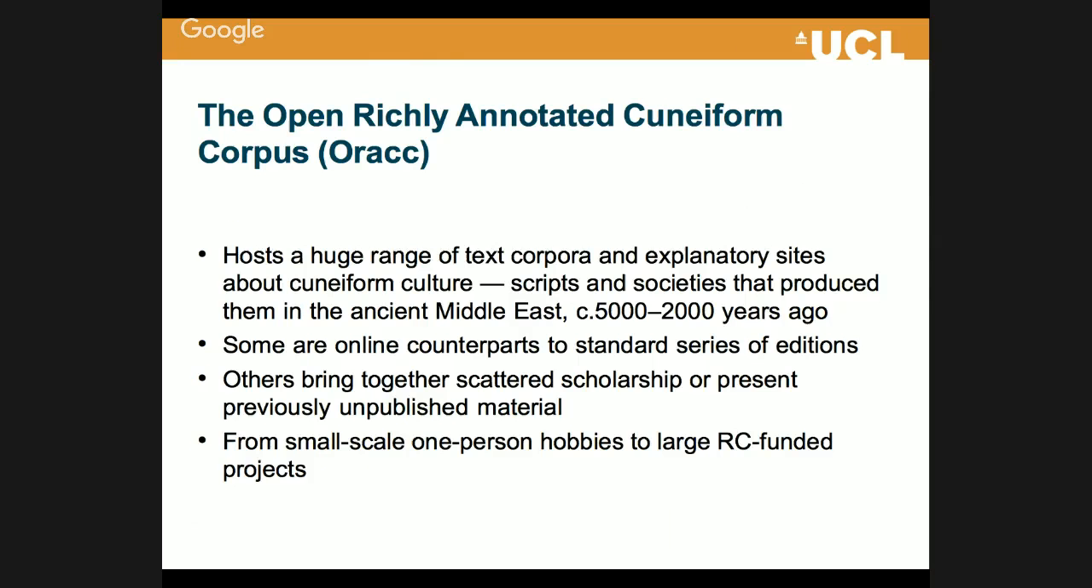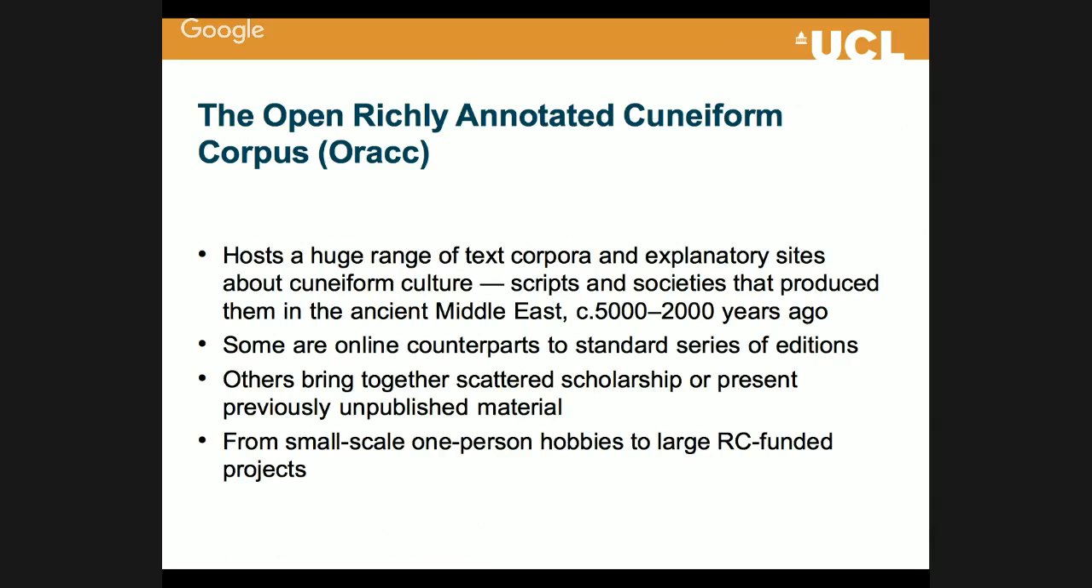So, the Open Richly Annotated Cuneiform Corpus is a collective endeavour, a cooperative really, to try and pull together all of this incredibly rich and diverse material that basically has in common that it is written in the cuneiform script from the ancient Middle East, from just before 5,000 years ago to just after 2,000 years ago. Very conservative estimates, that is about 500,000 objects. That's a lot of stuff in a complicated script and many different languages.